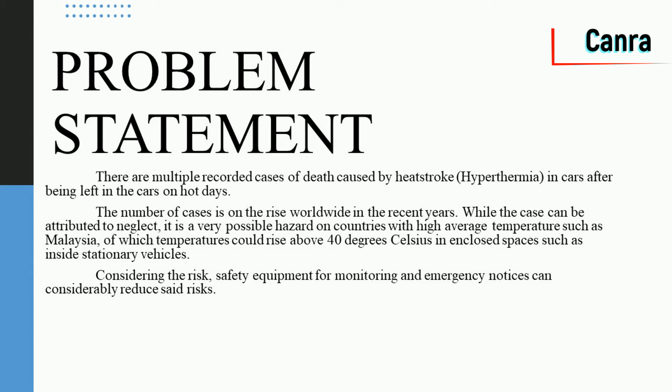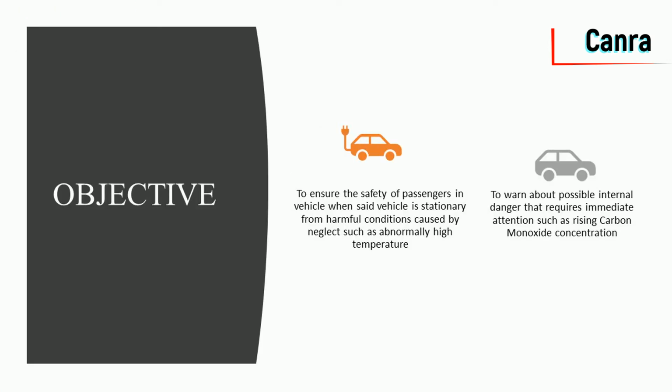Considering the risk, safety equipment for monitoring and emergency notice can considerably reduce said risk. Okay, we go to the objective. The main objective of our project is to ensure the safety of passengers in vehicles when said vehicle is stationary from harmful conditions caused by neglect such as abnormally high temperature, and also to warn about possible internal danger that requires immediate attention such as rising carbon monoxide concentration. That is our main objective of the product.